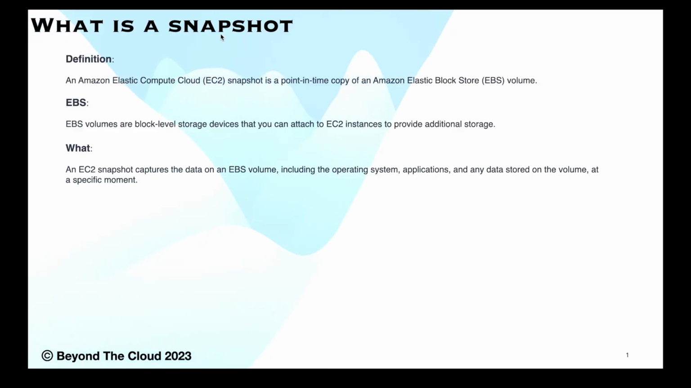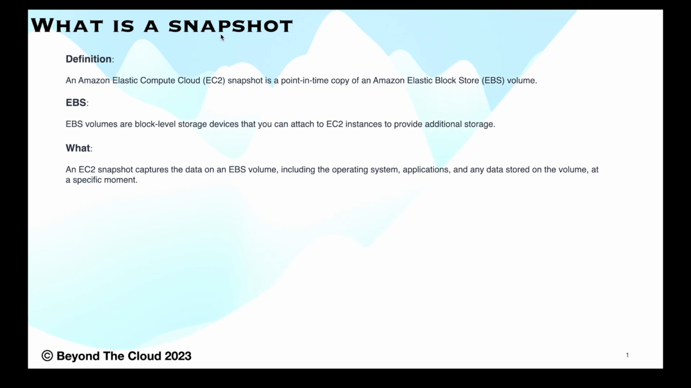So first of all, before creating a snapshot of an EBS volume, we have to understand what actually a snapshot is and what an EBS volume is. A snapshot, by definition, is a point-in-time copy of an EBS volume. So it is a backup of an EBS volume at just a point in time. So what is an EBS volume?